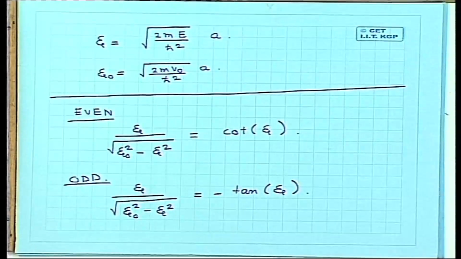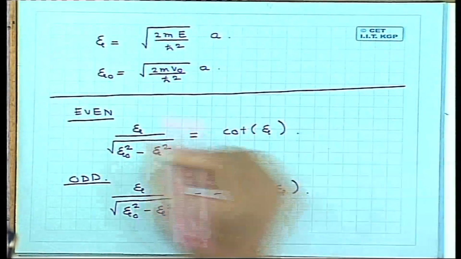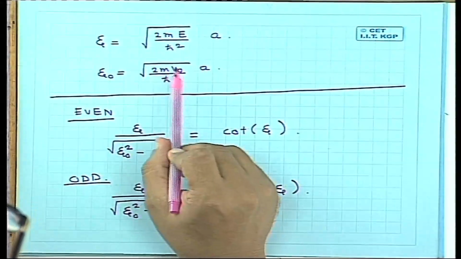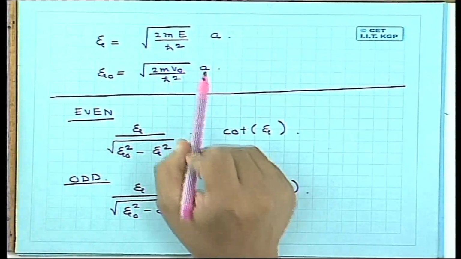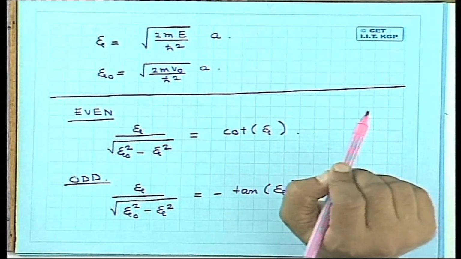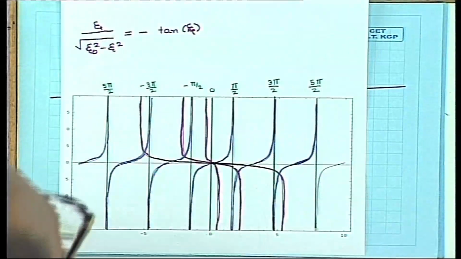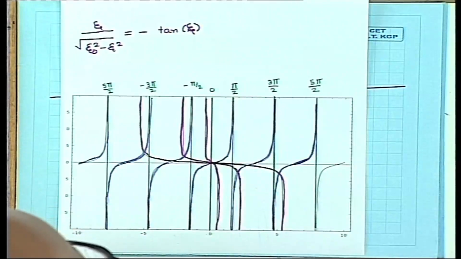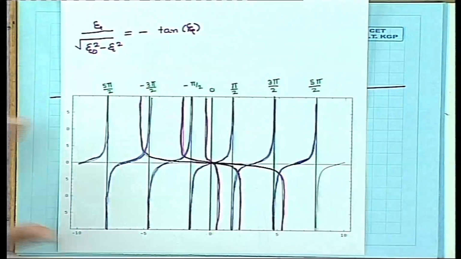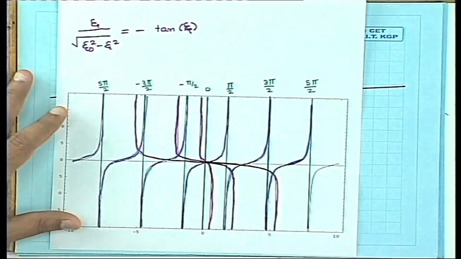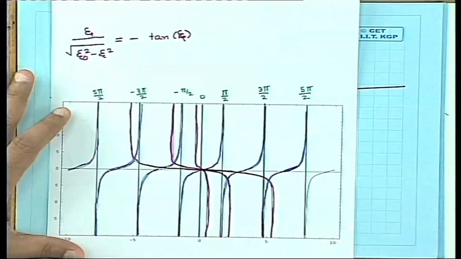So now let us look at the possible solutions as we vary xi naught. xi naught is the square root of 2m V naught by h cross squared into a. It involves both the depth of the potential as well as the width. So let us look at the odd solutions first. This shows you the various ingredients required to calculate the odd solutions.